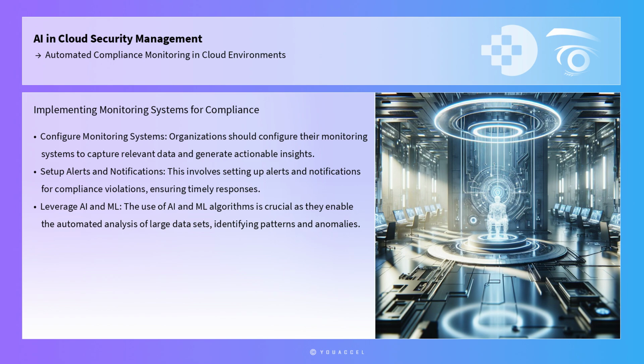Once the tools and frameworks are in place, organizations should configure their monitoring systems to capture relevant data and generate actionable insights. This involves setting up alerts and notifications for compliance violations, ensuring that security teams can respond to incidents in a timely manner. The use of AI and ML algorithms is crucial in this step, as they enable the automated analysis of large datasets, identifying patterns and anomalies that may indicate compliance breaches.